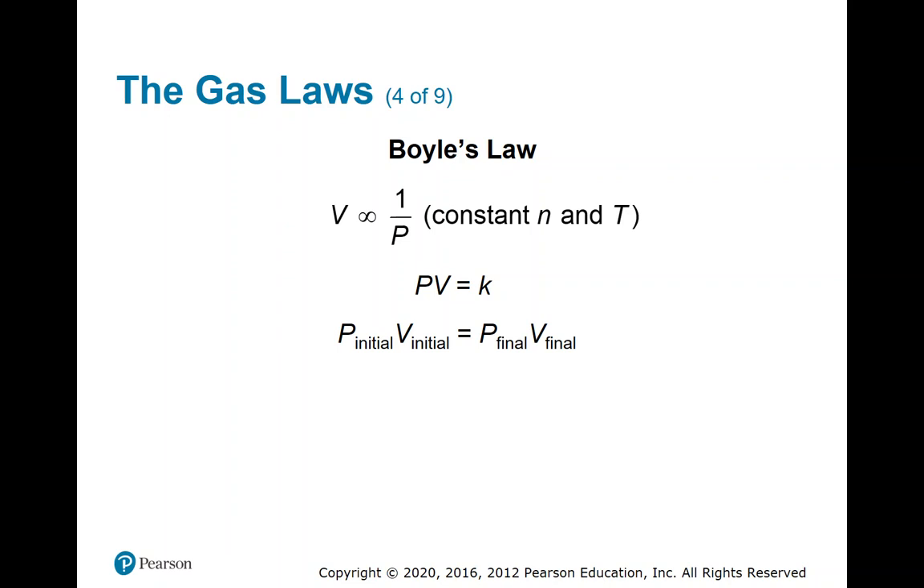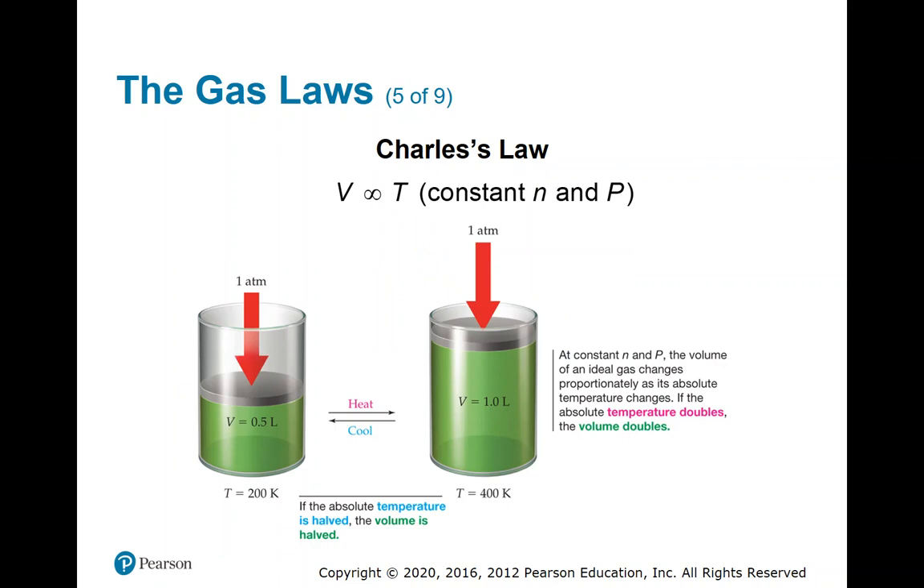And finally, again, if we assume constant n and constant T, so no change in temperature or the number of gas particles, the initial pressure and volume of a gas system, if you multiply those two things together, will be equal to the final pressure and volume multiplied together. So that's the relationship between pressure and volume.